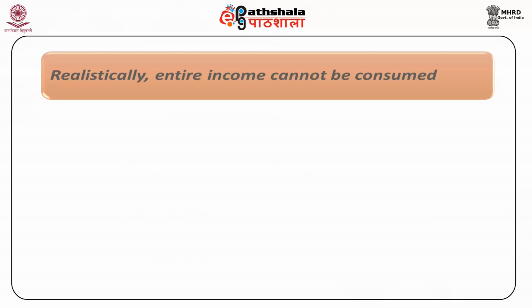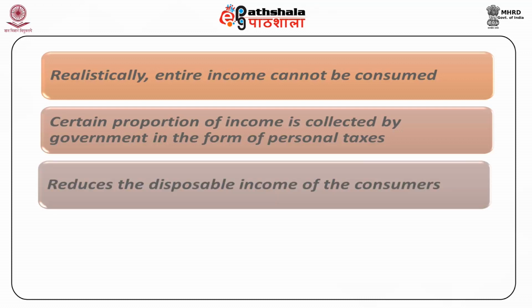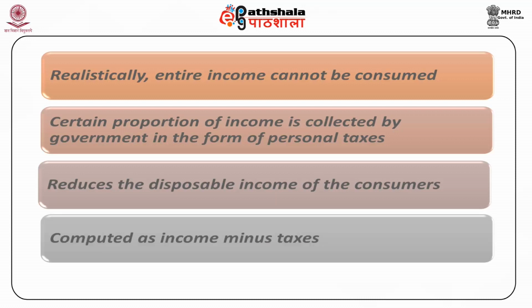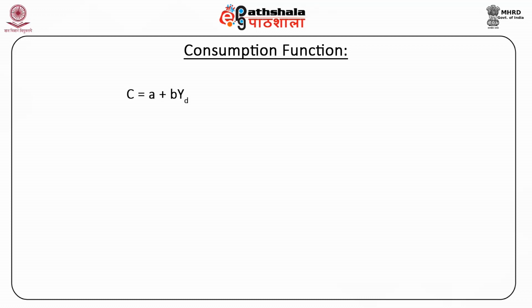More realistically, the entire income cannot be consumed. In fact, a certain proportion of income is collected by government in the form of personal taxes. This reduces the disposable income of the consumers, which is computed as income minus taxes. In such a case, the consumption function can be expressed as C = A + B YD.